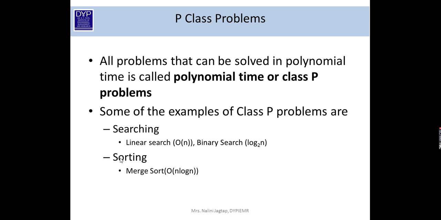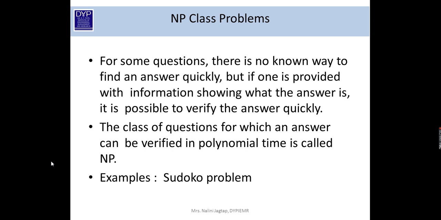So all problems that can be solved in polynomial time are called polynomial time or class P problems. Some examples of class P problems are searching, like linear search or binary search, which has the complexity log to the base 2 of n, and sorting, like merge sort, which has a time complexity of big O of n log n. There are also problems which are NP class problems.